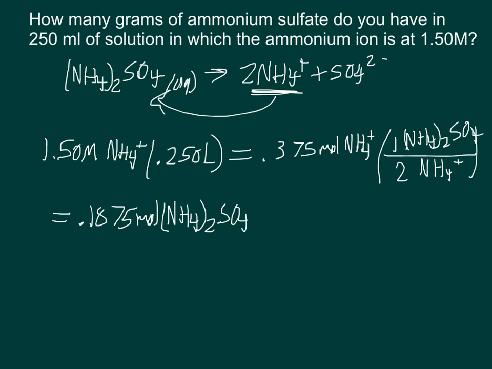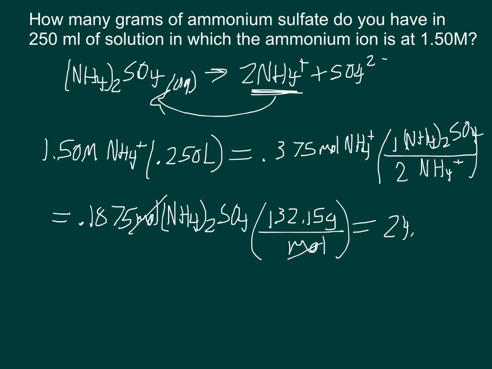Now all we have to do is multiply this by the molar mass. So if we run the molar mass of this, it comes out to 132.15 grams per mole. Moles cancel, and we end up with 24.8, rounded for sig figs, grams of ammonium sulfate.